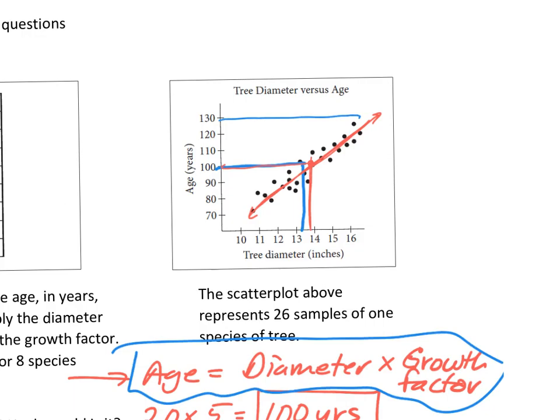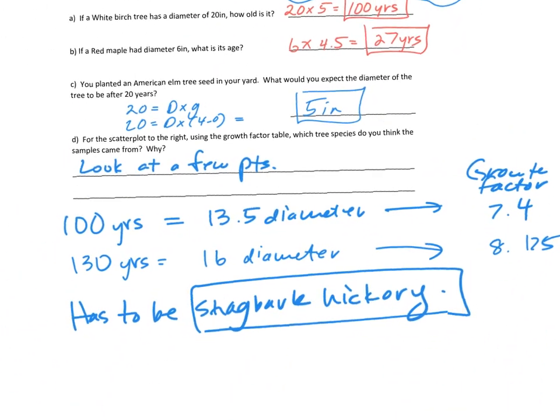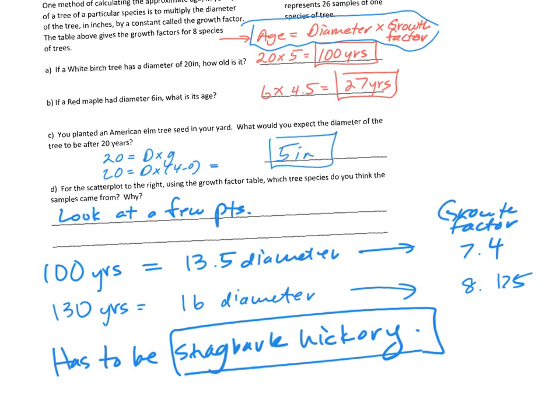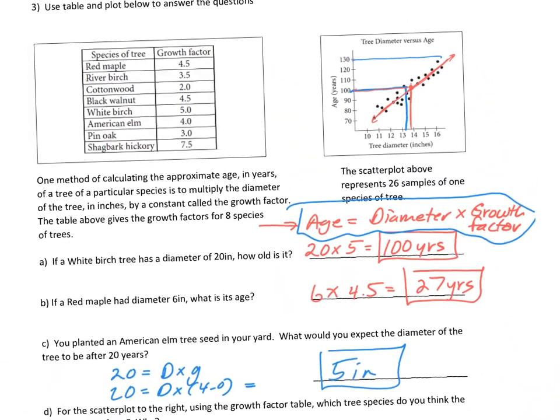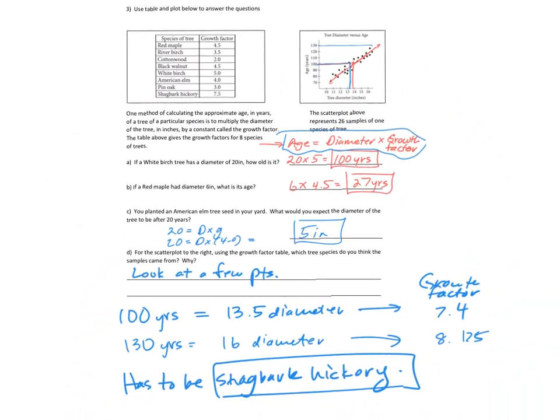So let's go back here. For a 16-inch diameter, the tree is about 130 years old. That gives me a growth factor of 8.125. Again, it's the biggest growth factor out of all these growth factors, so it has to be a shagbark hickory. Reading through these charts is a very important skill. Hopefully this is pretty easy, and hopefully this video helps.